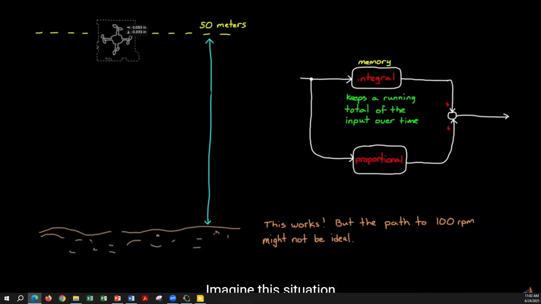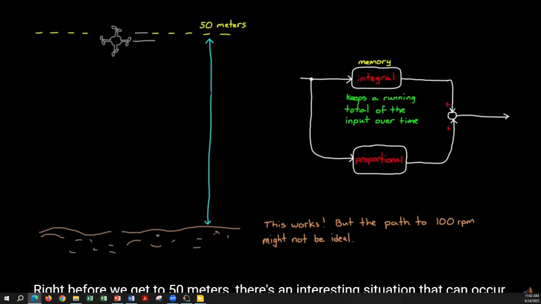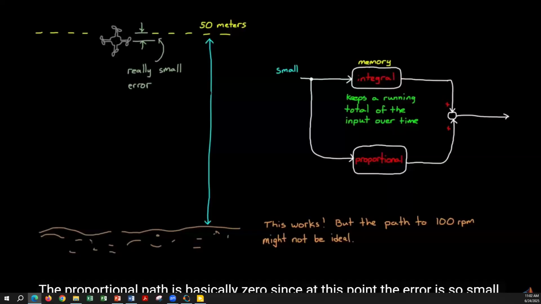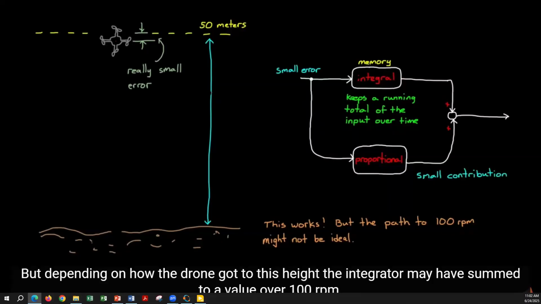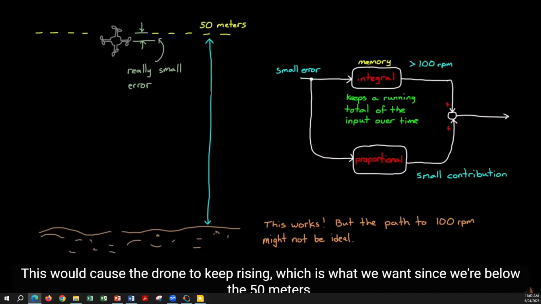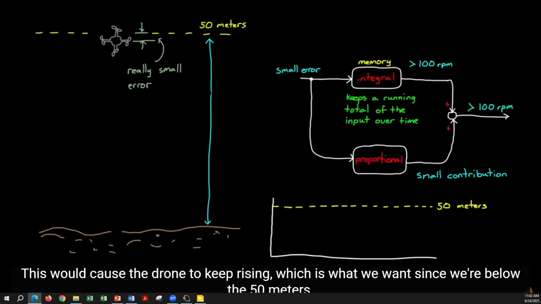Imagine this situation. Right before we get to 50 meters, there's an interesting situation that can occur. The proportional path is basically zero, since at this point the error is so small. But depending on how the drone got to this height, the integrator may have summed to a value over 100 RPM. This would cause the drone to keep rising, which is what we want since we're below the 50 meters.